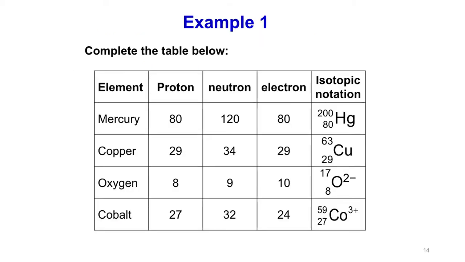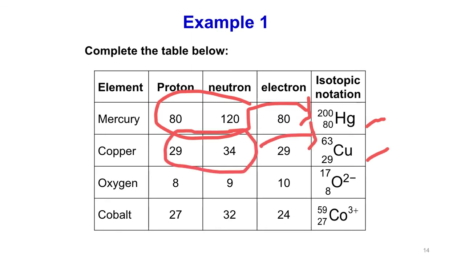For example, isotopic notation of neutral mercury and copper. The total of proton number and neutron number is the nucleon number, so it is written at the upper left side. The proton number is written at the lower left side of the element. Since these are neutral atoms, the number of electrons is equal to the number of protons.